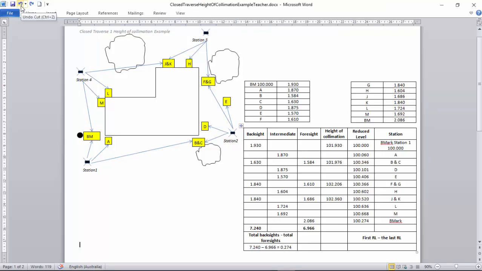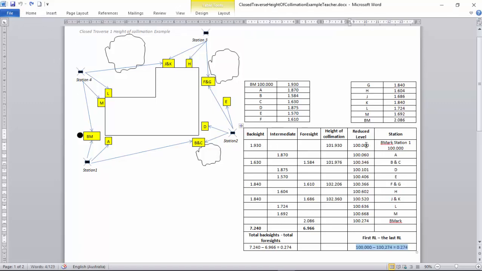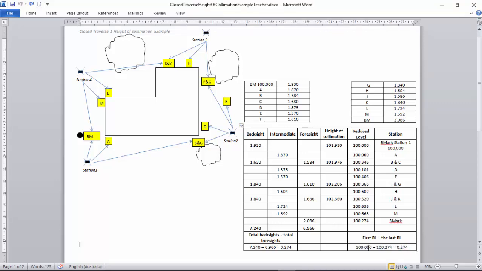Then we check our first RL and our last RL. Our first RL is 100, our last RL is 100.274, and that equals 0.274, and it's the same. So our booking sheets are balanced, we've done it correctly. Okay, just use this sheet as a template just to give you an idea on how to do your closed traverse, and good luck.